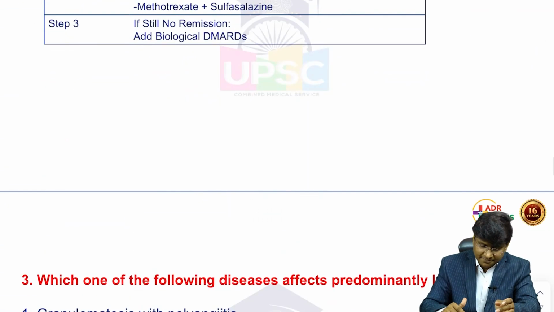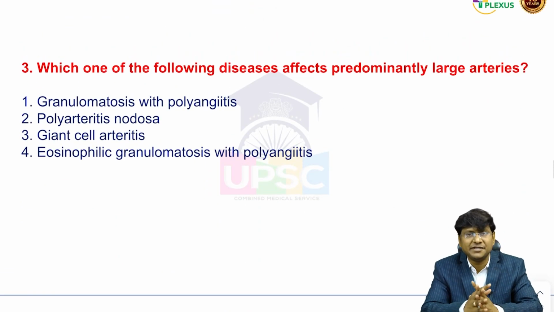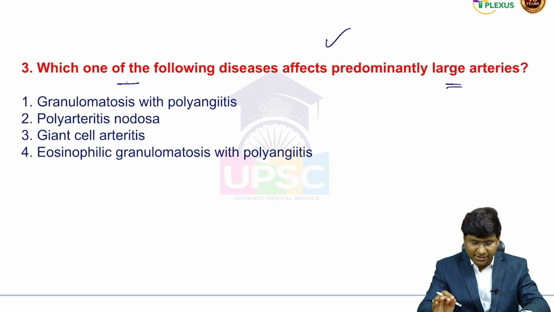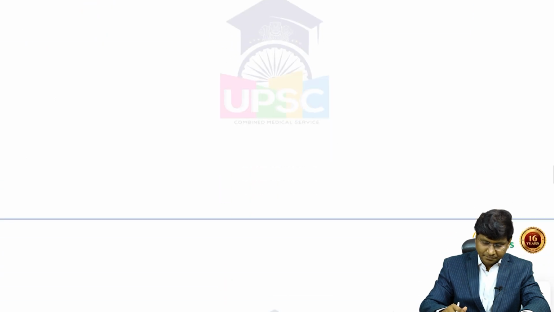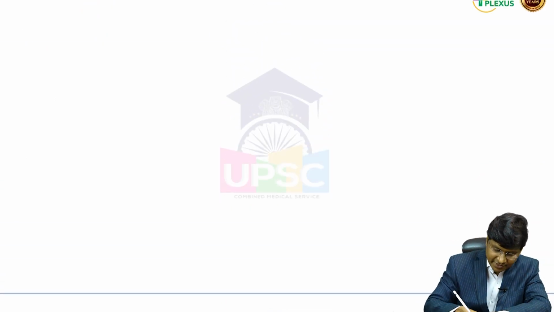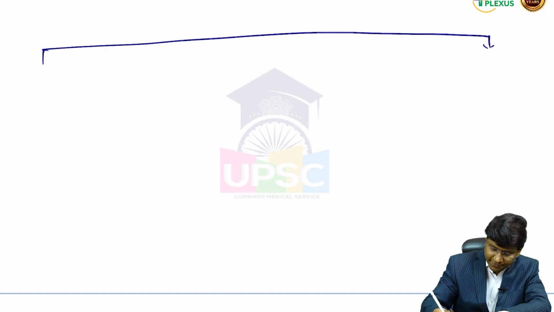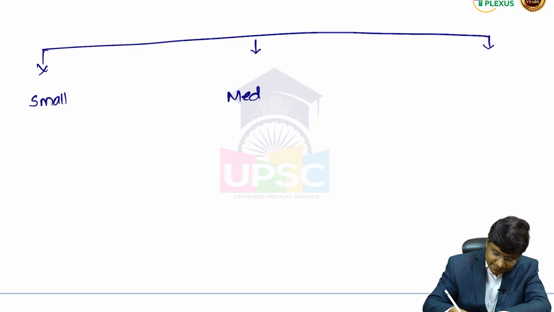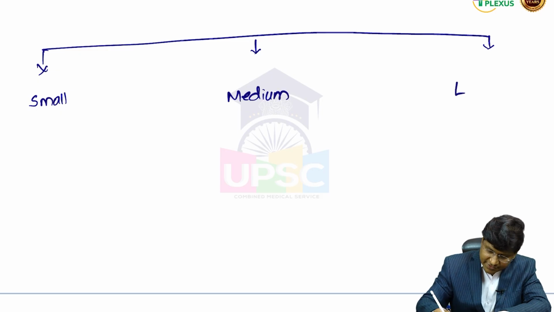The next topic for quick revision is vasculitis. Let me revise vasculitis. The question is, which of the following diseases affects predominantly the large arteries? Granulomatosis with polyangiitis, polyarteritis nodosa, giant cell arteritis, or eosinophilic granulomatosis with polyangiitis. If you take the classification of vasculitis, we classify them into small vessel vasculitis, medium vessel vasculitis, and large vessel vasculitis.